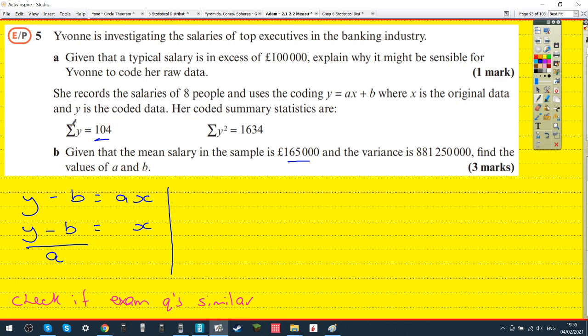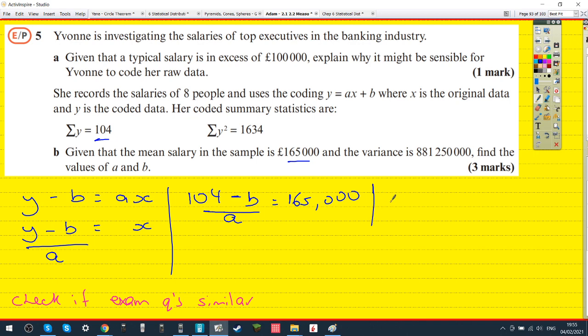So this one here, sigma y is 104. So that's like the y. 104 minus b over a gives you x bar. What does the x bar mean? The mean. So what would you do with x bar? What is the mean? 165,000. Yeah, so that's one equation.